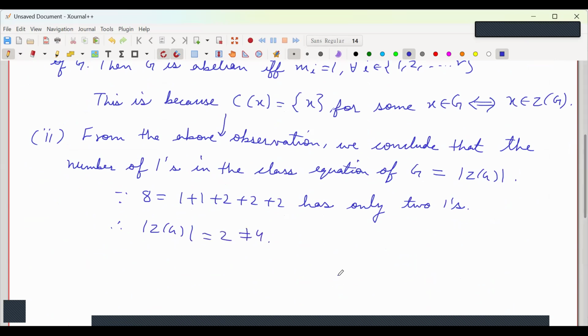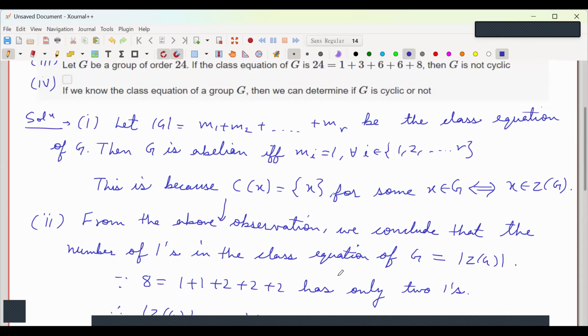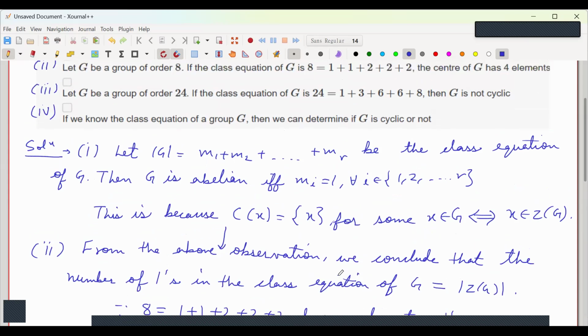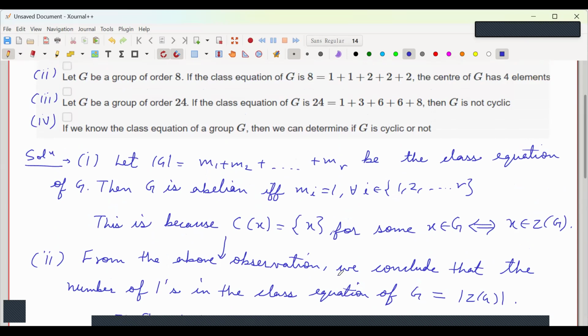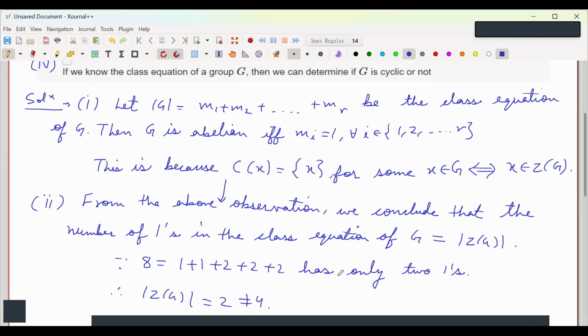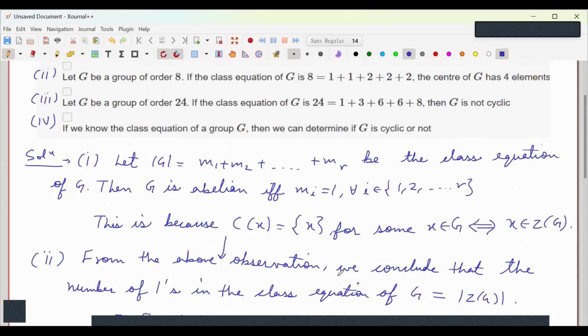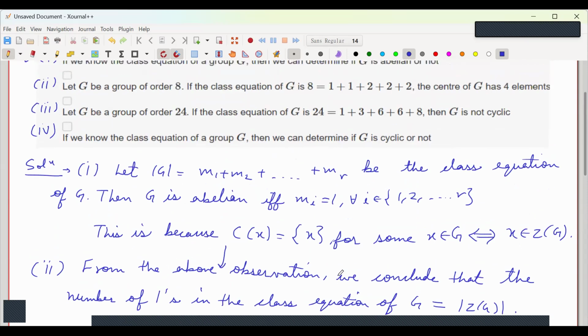Now, can this be a class equation? First of all, this relation cannot be a class equation. Can anyone tell me why? Because the sum should be equal to the order. Here the sum is equal to 8. 1 plus 2, 1 plus 3 times 2. That is 8 only, na? Yes. Okay, we will see it in the later questions.